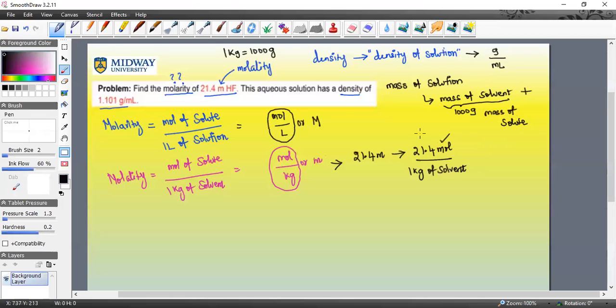Well, I have an answer for that as well. So let's go get our blue and work this out. Okay, we do know the mass of the solute, right?